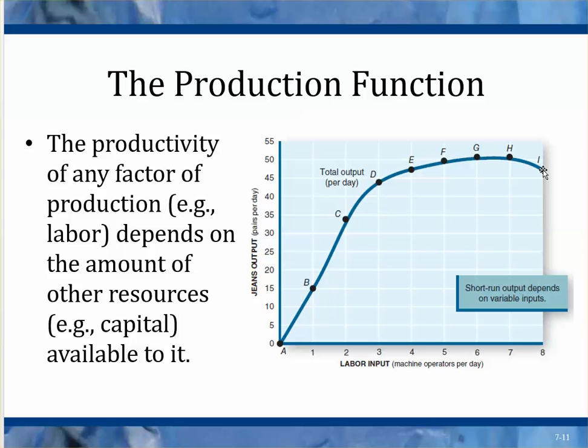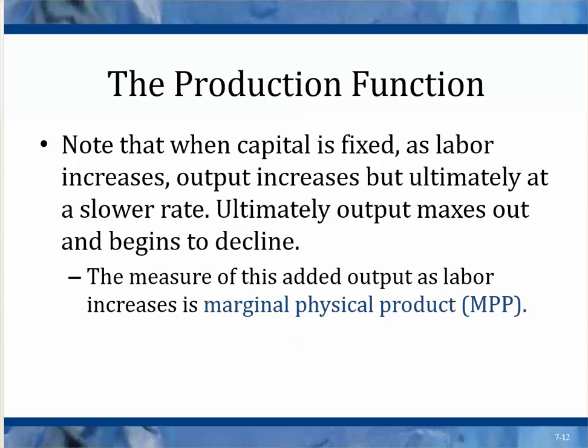The reason this happens is because no matter how many laborers you have, the labor's contribution to production will be limited by the land and the capital. If we don't increase land and capital, it will only result in a decrease of our total production. So to conclude, when capital is fixed as labor increases, output increases, but ultimately at a slower rate, and ultimately output maxes out and begins to decline.